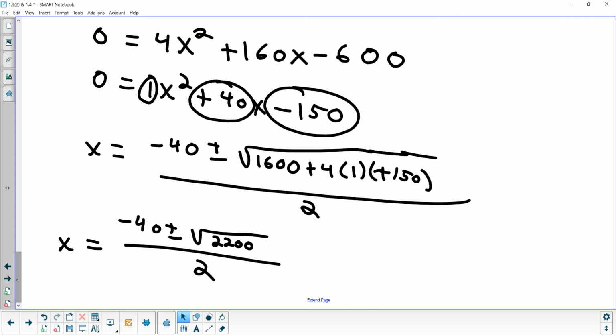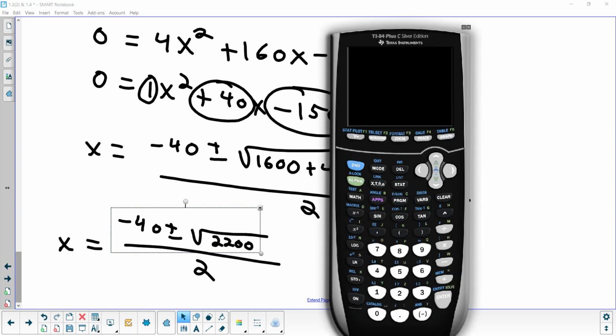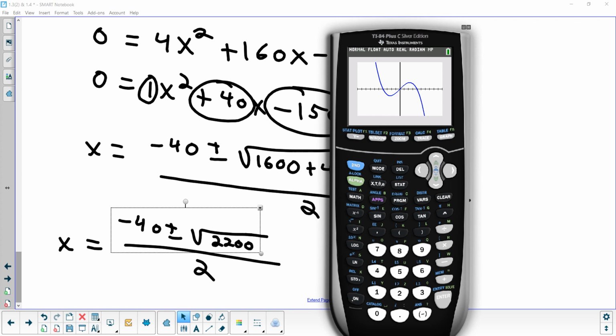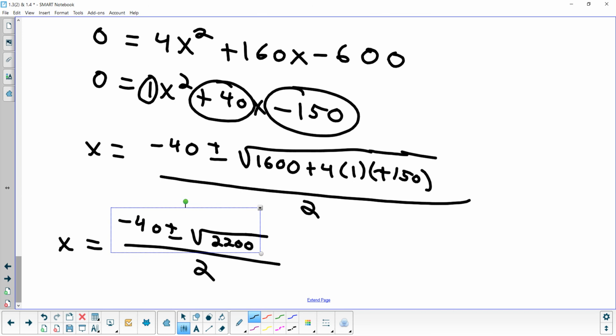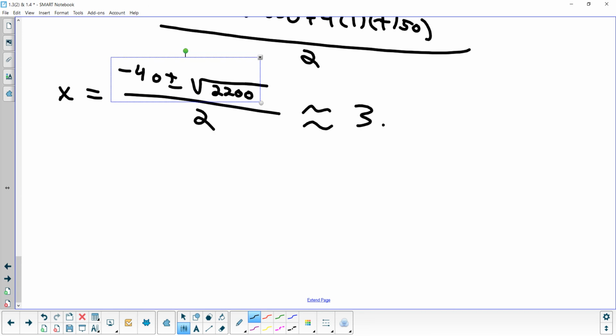Okay, a negative. So I'm not even going to bother with a negative number minus another number divided by 2, because I know it's going to be a negative. I'm only going to look at the positive. Negative 40 plus the square root of 2200, divide by 2. And that means the sidewalk is about 3.45 feet. So that's approximately.